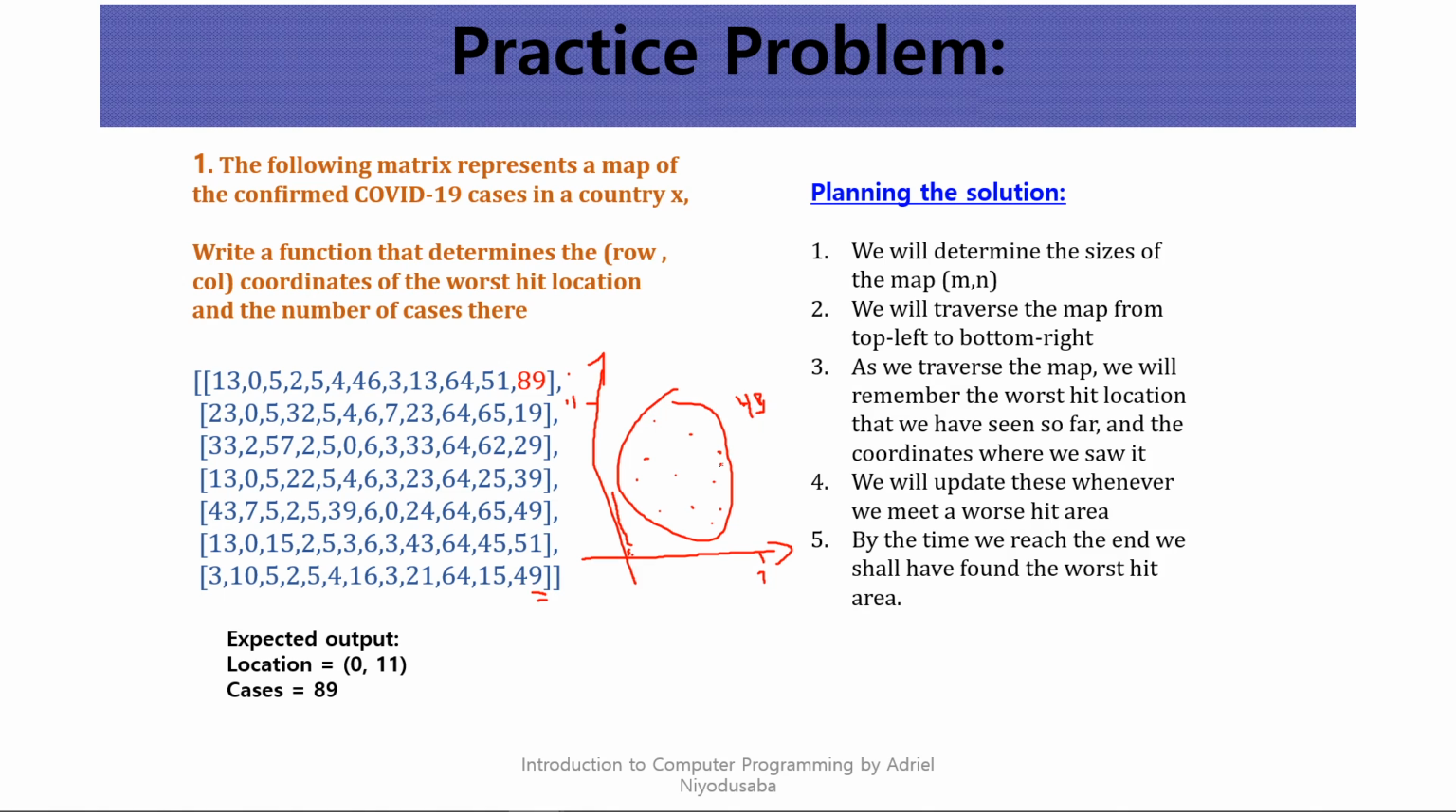Okay. Now what you are asked to do is, can you write a function which will receive this map, and it will go through it and find the worst hit location. So in this example, the worst hit location is this one. So it would return 0 11, which means it's at row 0 column 11, or in other words, x coordinate 0, y coordinate 11, and it should also return the number of cases, which is 89 in this case.